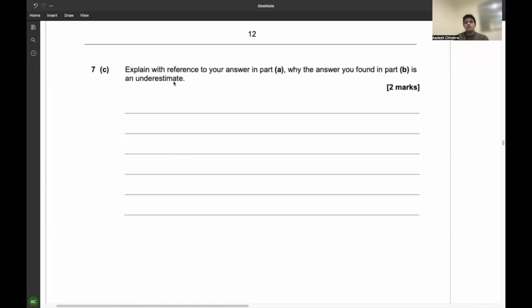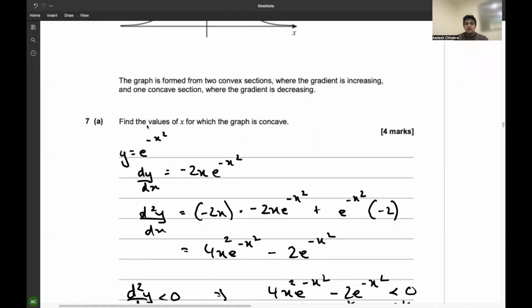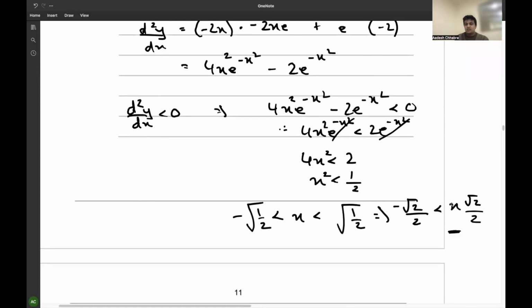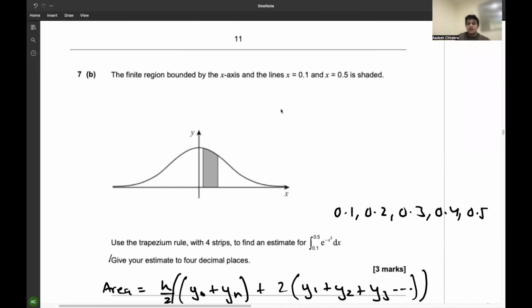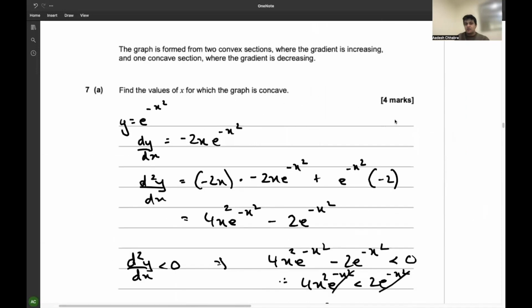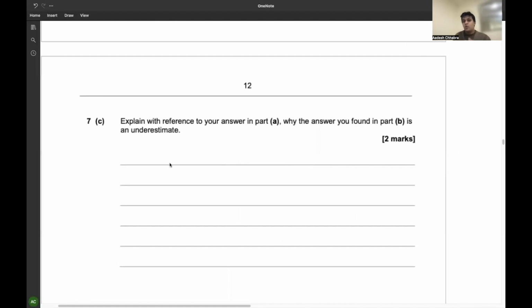So now in question 7c, we've been asked to explain with reference to our answer in part A, why the answer we found in part B is an underestimate. So in part A, we found that the values for x, for which the graph is concave, are between minus root 2 by 2 and root 2 by 2. Now, since the region that we're shaded in is within that concave region of the graph, essentially the trapeziums that we had drawn are within the concave region of the graph as well. So that means that they are always going to be an underestimate as they're drawn below the curve.